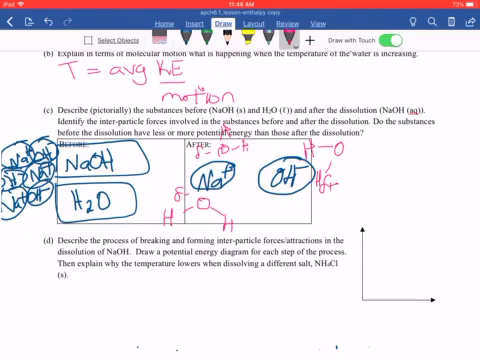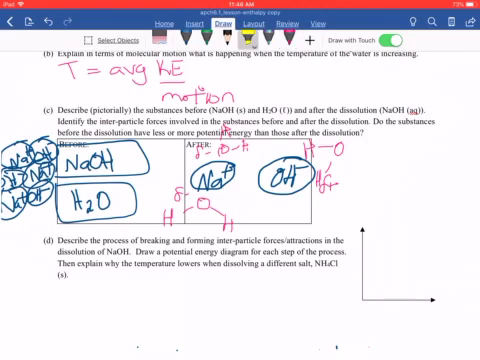So before, we have ionic bonds in sodium hydroxide and covalent bonds in water. The interparticle forces we have in sodium hydroxide are ionic. The interparticle forces we have in water beforehand are hydrogen bonding. Afterwards, when it splits apart, we have covalent bonds still in the water, and we have hydrogen bonds between water molecules.